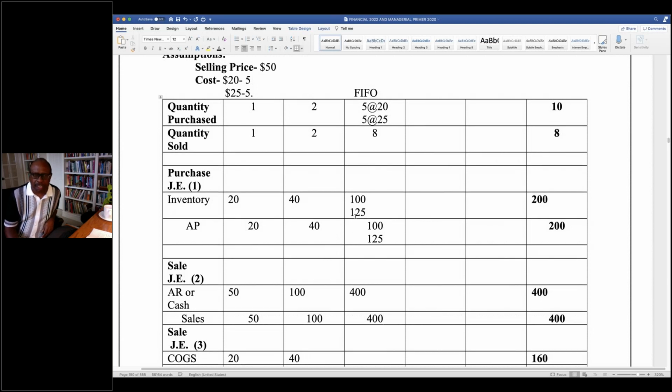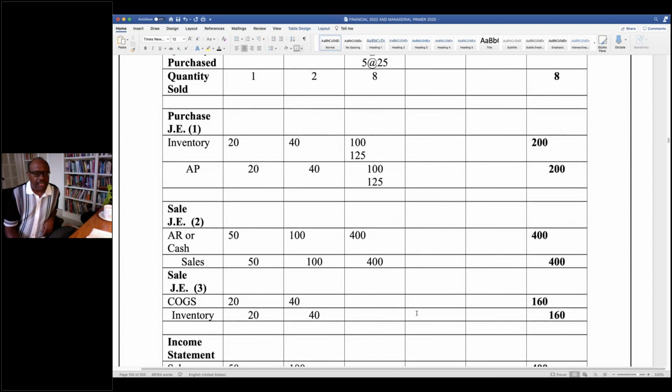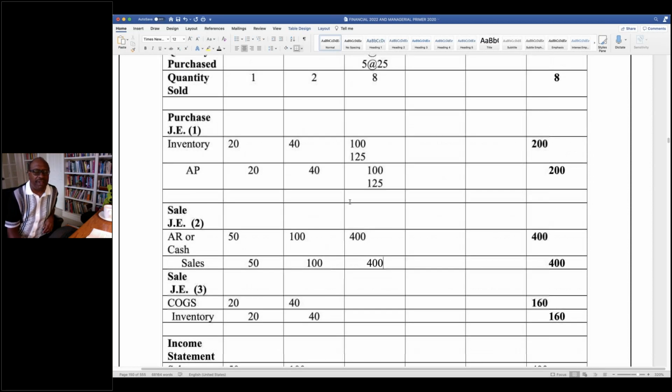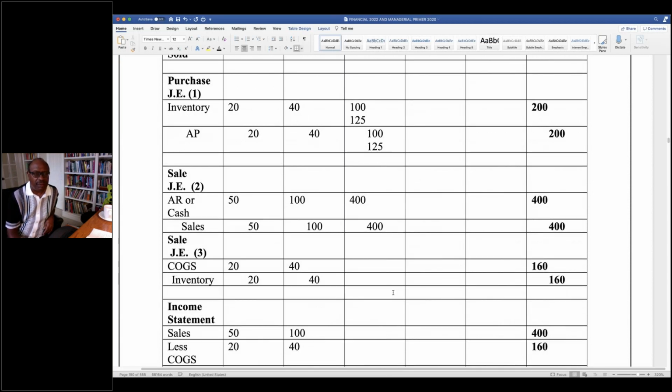Now, so we got the purchase JEs, no problem, right? We purchased 5 at 20, 5 at 25. Now we need the cost of goods JE. Wouldn't it be the first 5 at 20, and then the last 3 at 25, right? Well, yeah. So it'll be like 175.